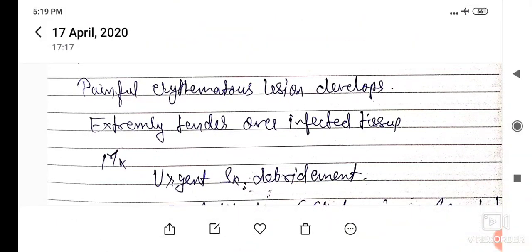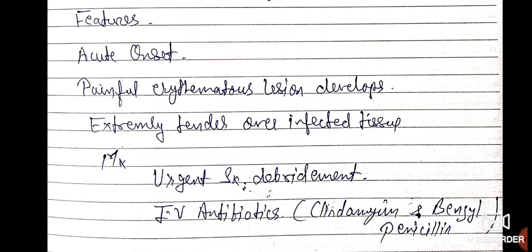Management is mainly by urgent surgical debridement and IV antibiotics like clindamycin and benzyl penicillin.